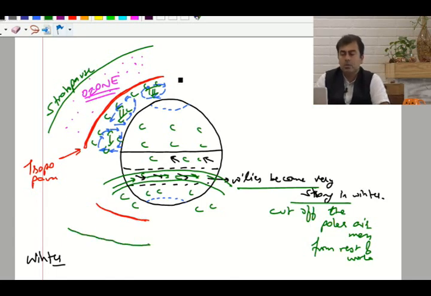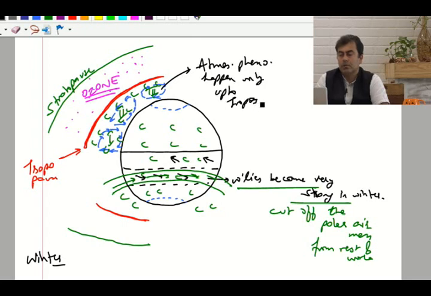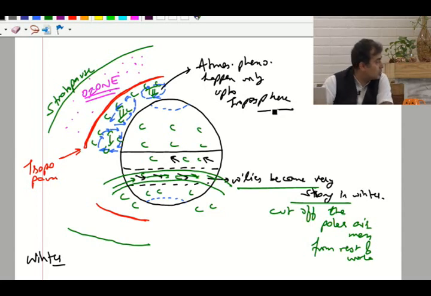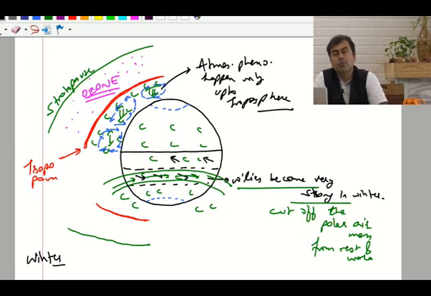I told you atmospheric phenomena happen only up to the troposphere. There is a famous question, why does an aeroplane pilot fly above the tropopause, and the answer is because above the tropopause there is no cloud formation. Cloud formation happens only in the troposphere. The stratosphere doesn't have clouds.